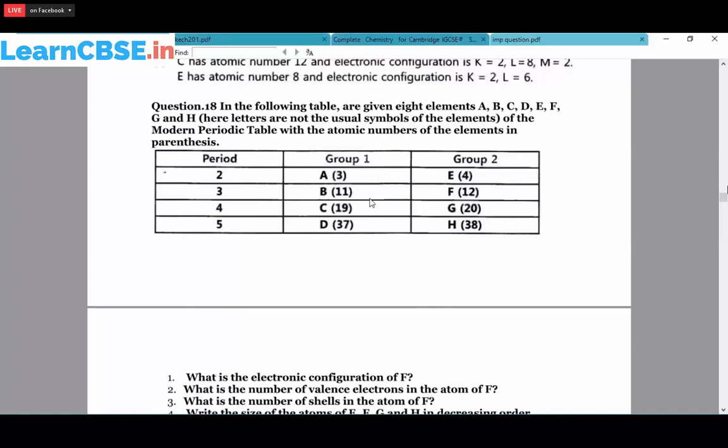Then we have to compare the B and the F. So both are present in the same period. So it's having the same number of the shells. It's having 3 shells, and this is also having the 3 shells. But in this case, the nuclear charge increases. In this case, it's less effective nuclear charge. So the pulling of the electron will be decreased over here. So it's having a bigger size.